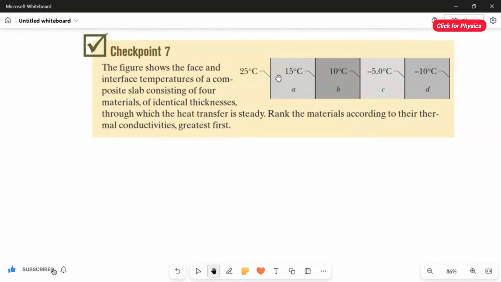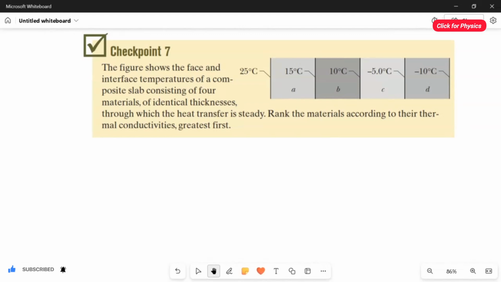You have a composite slab made up of 4 different materials, A, B, C, and D. These blocks are different materials, but the thickness of these materials is identical. All 4 blocks have the same thickness, and in these 4 blocks, the heat transfer is steady. Now what we have to give as the answer is which material will have the highest thermal conductivity value.